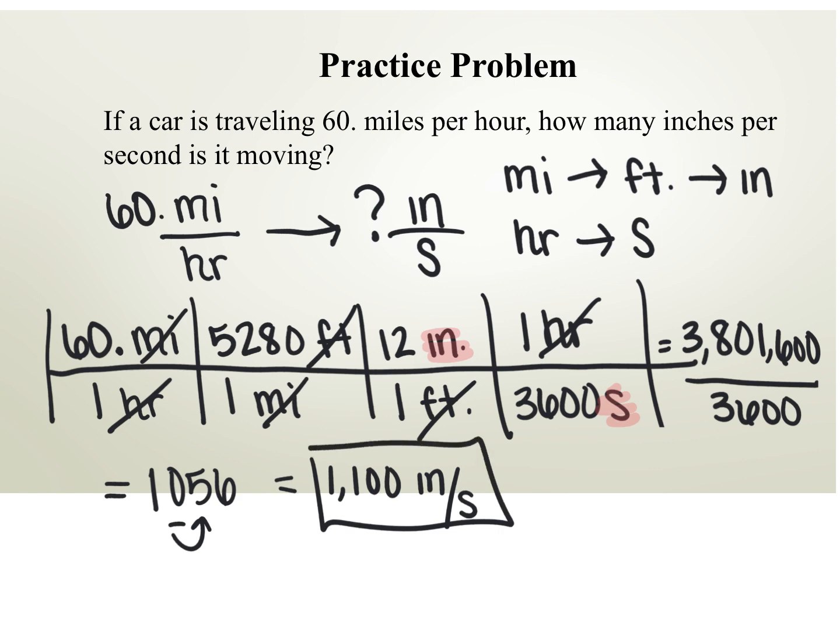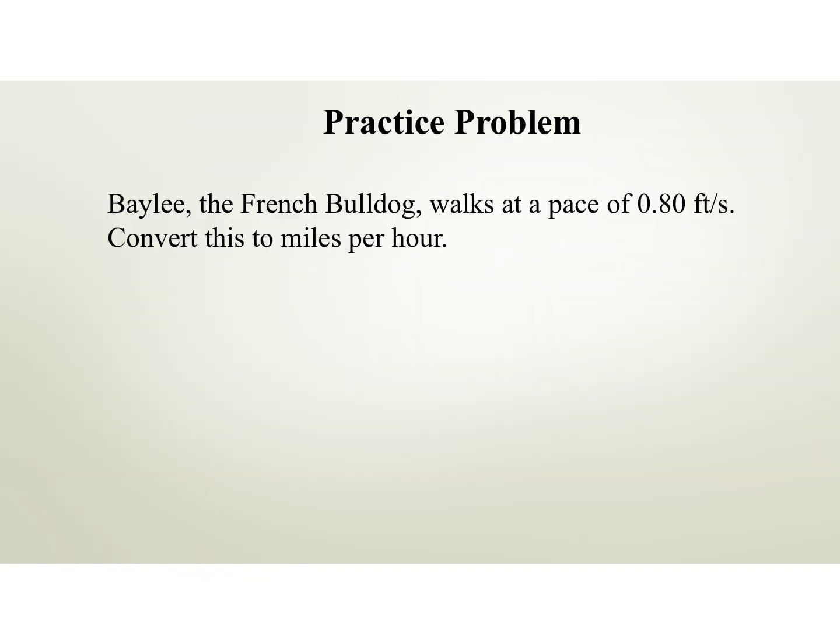Good. Inches per second. Okay, so our next example: Bailey the French Bulldog walks at a pace of 0.80 feet per second. We're going to convert this to miles per hour. So this one is just like the previous one. So first, I just like to set it up just like we did the last one. So it's 0.80 feet per second. And then we're solving for miles per hour.